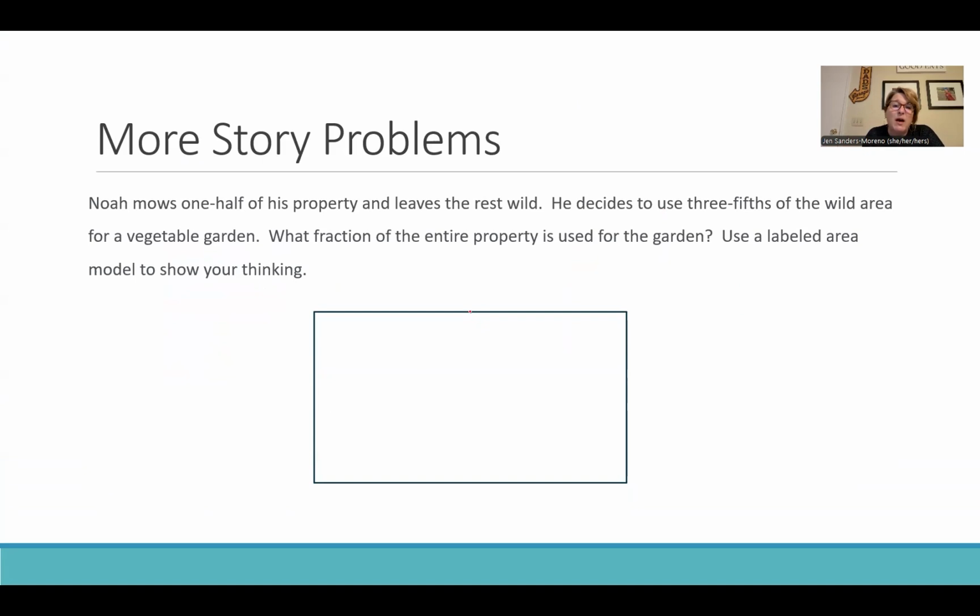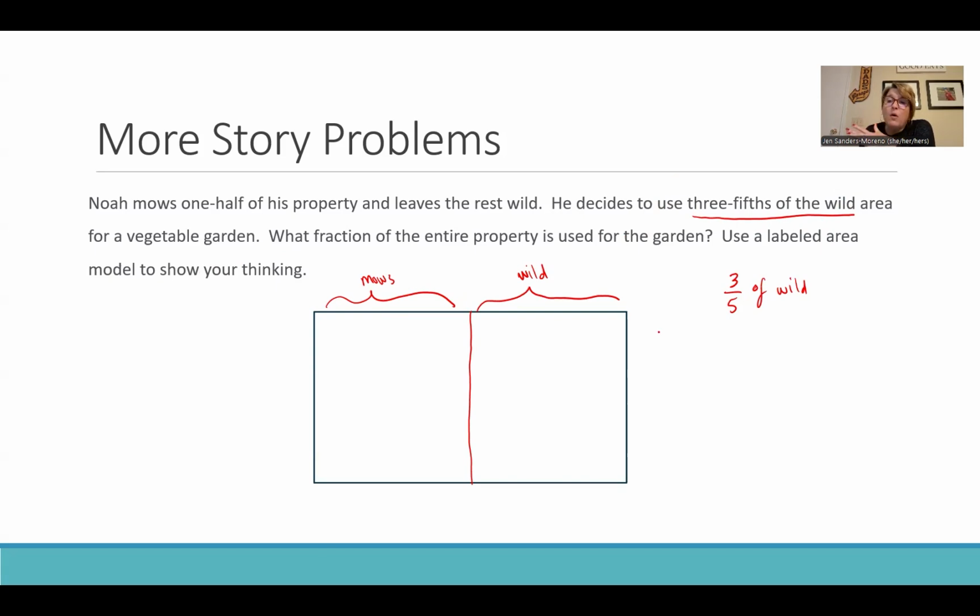So what I'm going to do is I'm just going to go ahead and cut in half, and I'm going to label this side as that he mows it, and that over here it's wild. Okay. He decides to use 3/5 of the wild. Okay. We just upgraded one side. We're not talking about the side that he mows. We're talking about 3/5 of the wild. So 3/5 of the wild for a vegetable garden. What fraction of the entire property is used for the garden?